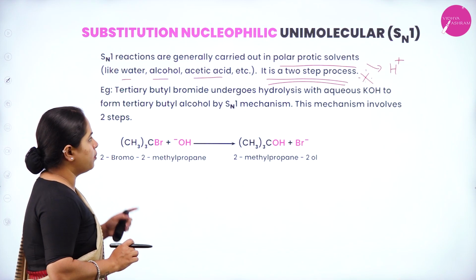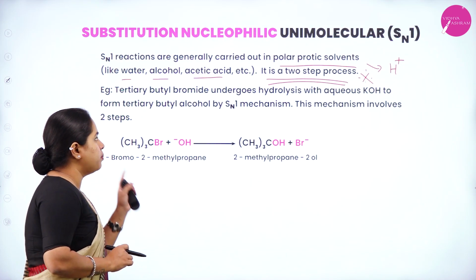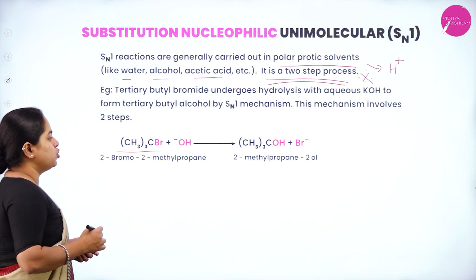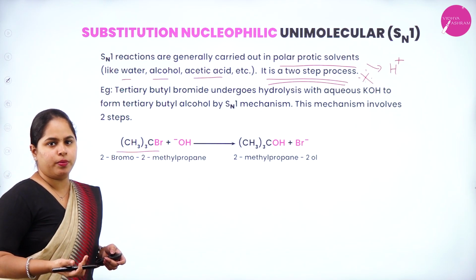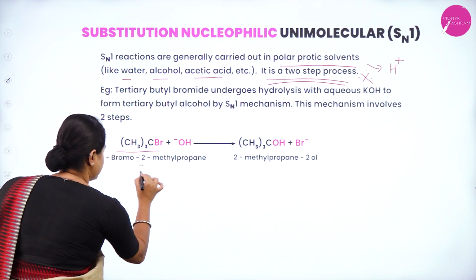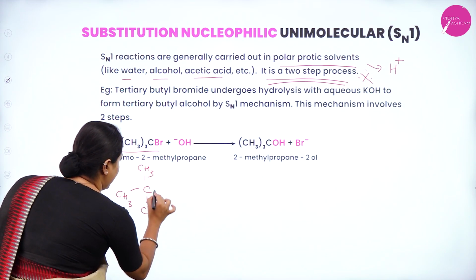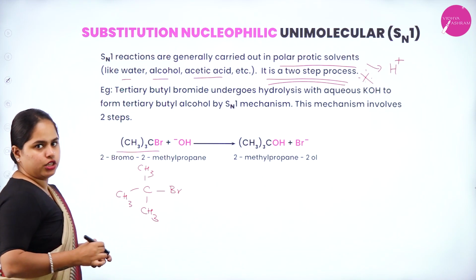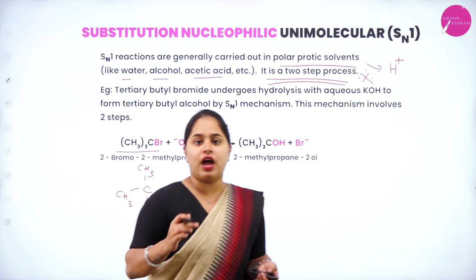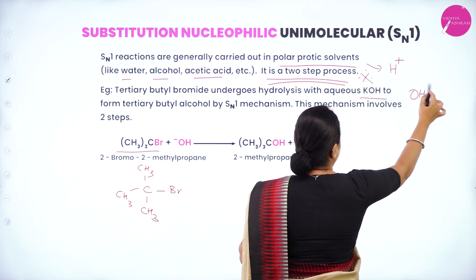Tertiary butyl bromide undergoes hydrolysis with aqueous KOH to form tertiary butyl alcohol by SN1 mechanism. Here this is 2-bromo-2-methylpropane, that is the IUPAC name. You can also call it tertiary butyl bromide. It has CH3, another CH3, another CH3, and Br, which is your halogen. We are undergoing its hydrolysis in the presence of aqueous KOH. The aqueous KOH we are using will provide the nucleophile, which is OH minus.